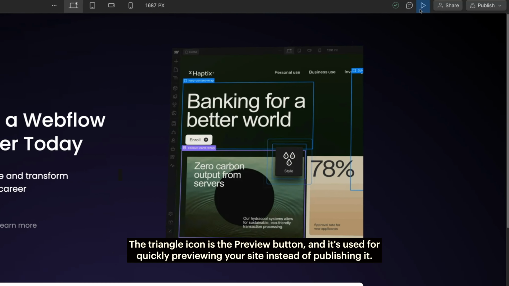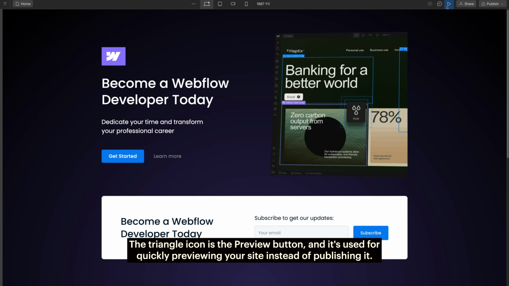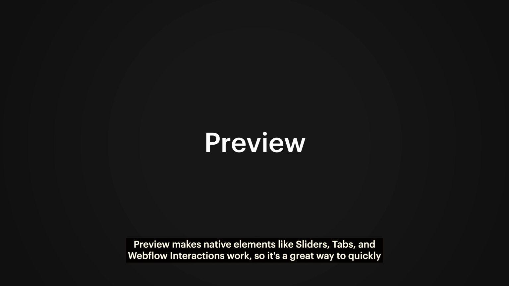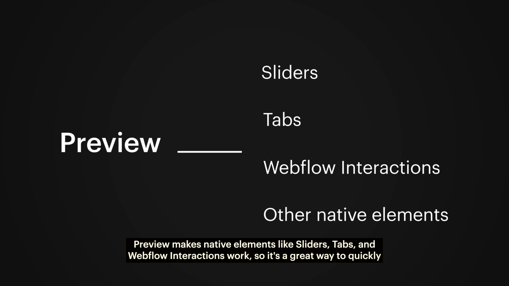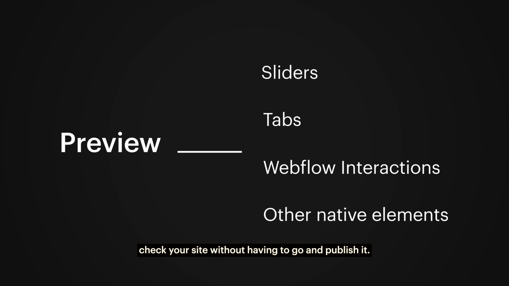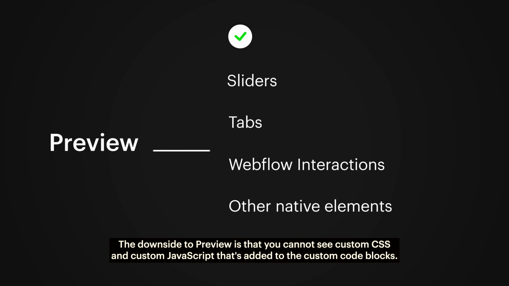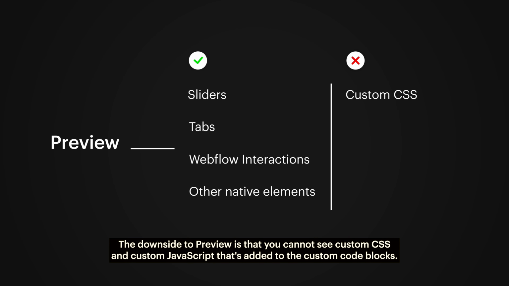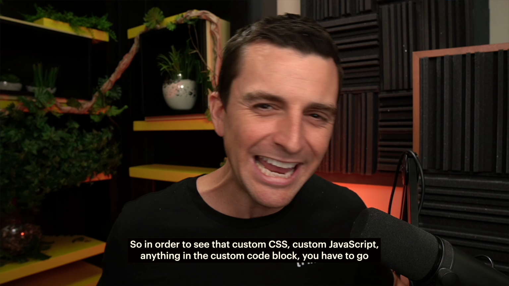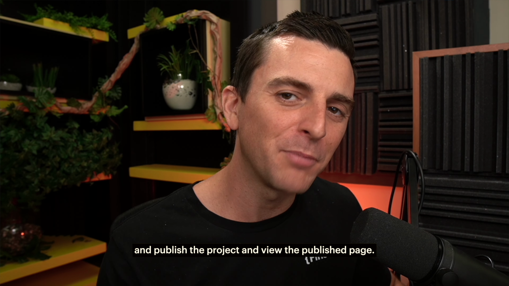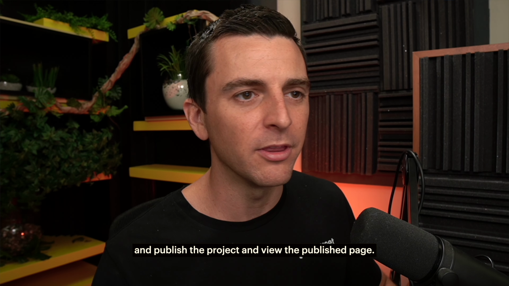The triangle icon is the preview button, and it's used for quickly previewing your site instead of publishing it. Preview makes native elements like sliders, tabs, and Webflow interactions work, so it's a great way to quickly check your site without having to go and publish it. The downside to preview is that you cannot see custom CSS and custom JavaScript that's added to the custom code blocks. So in order to see that custom CSS, custom JavaScript, anything in the custom code block, you have to go and publish the project and view the published page.